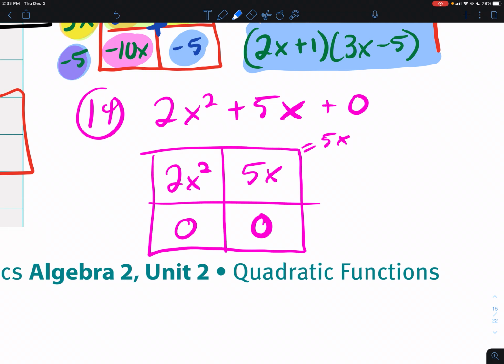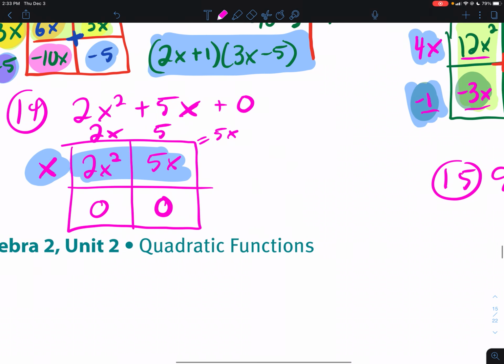And then we think GCF. That's all we're doing here is GCF. What do these two have in common? Well, they both have an x in common, which means 2x plus 5 would be all that's left. So our answer is x times 2x plus 5. It's kind of a roundabout way to do that, but it works all the same.